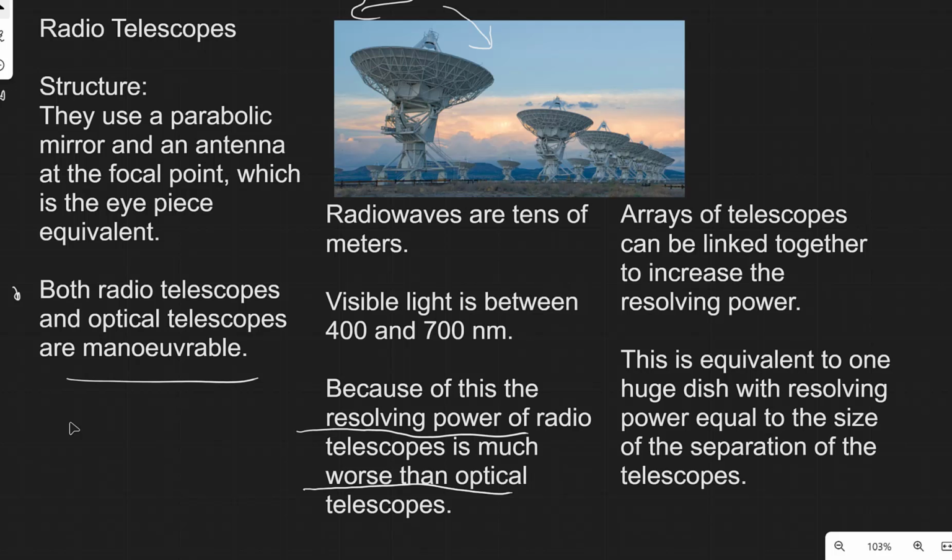You can link multiple arrays of telescopes, sometimes in different locations across the globe, and that will increase their power, equivalent to having one giant telescope with essentially the size of the dish equivalent to the distance between them. And even if they're in different locations around the world, AI essentially can be used to link them up. This is actually how the first image of a black hole was produced.